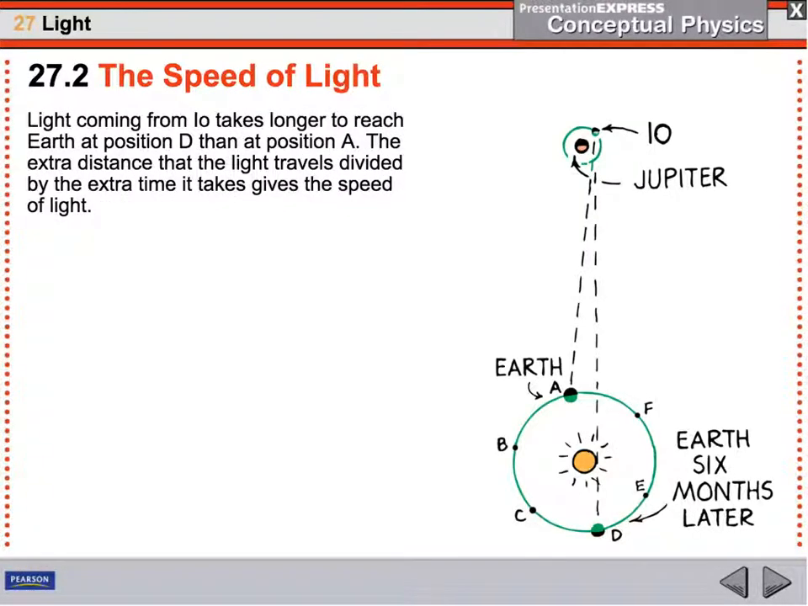Light coming from Io takes longer to reach Earth at a distance d than at position A. The extra distance that the light travels divided by the extra time gives the speed of light. So he did this as you're traveling away. If you're going away, it takes longer. If you're going toward, it's shorter. So you could figure out the speed of light.